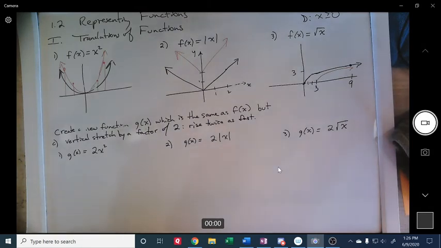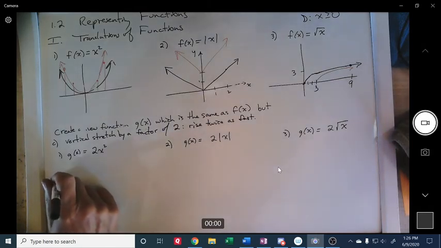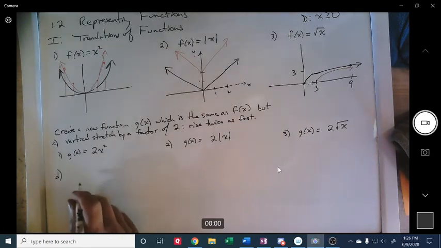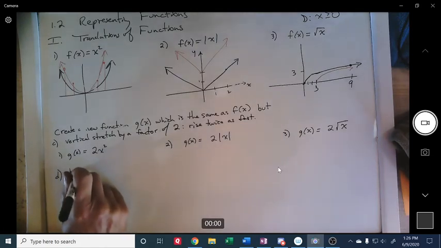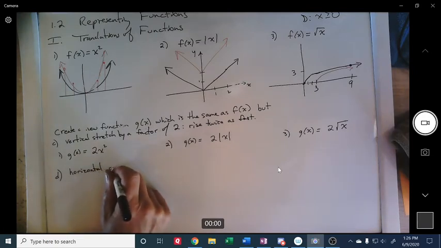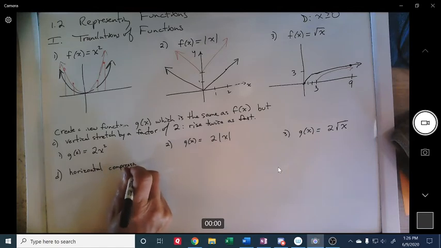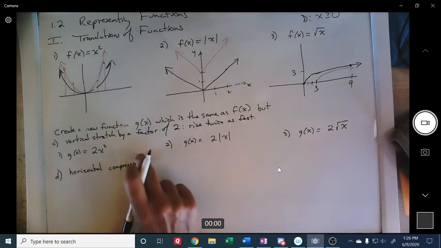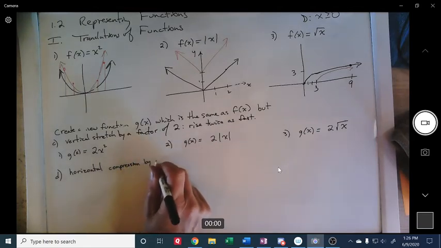And then D, horizontal compressions. Compression by a factor of 2.